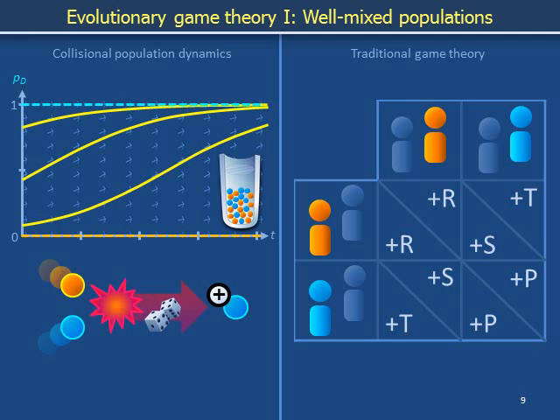In the last video, we walked through a model in which the dynamics of the proportions of two cell types in a population depended on how often different cell types collided with each other. In this video, we describe a more traditional form of game theory so that we can eventually explain why the kind of modeling from the previous video is often referred to as evolutionary game theory.